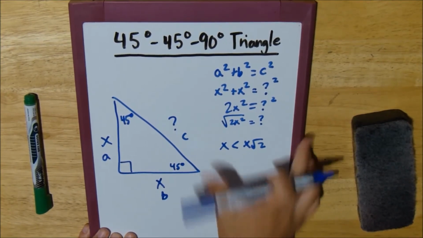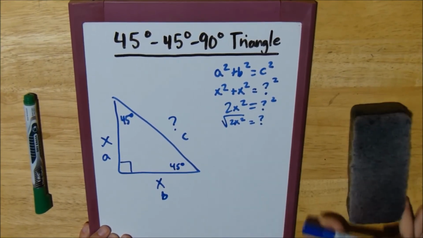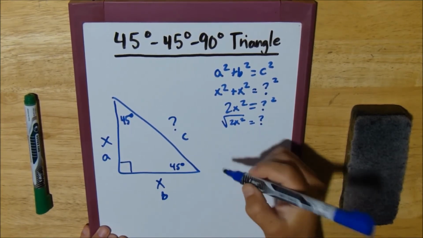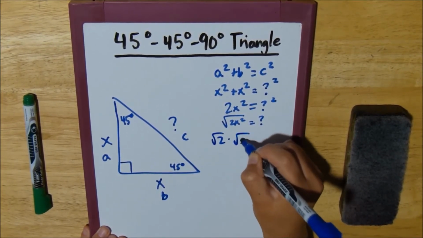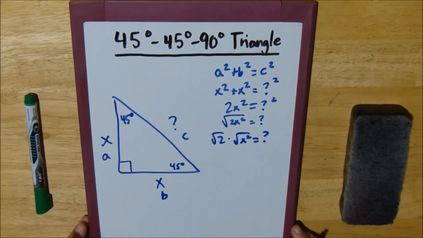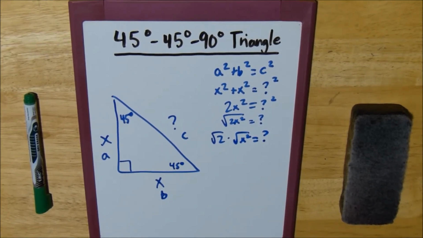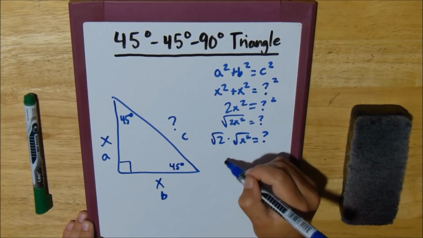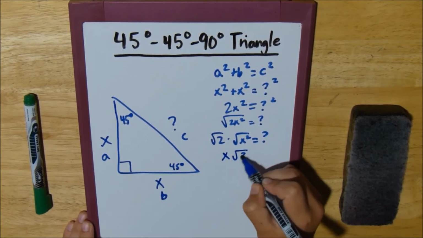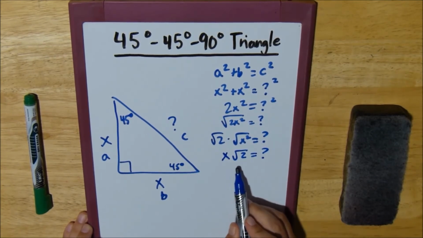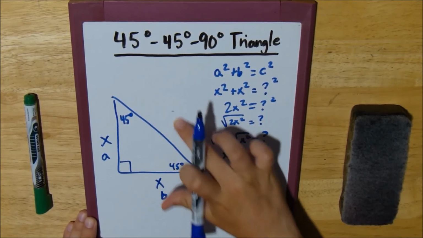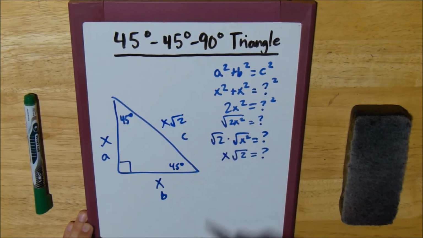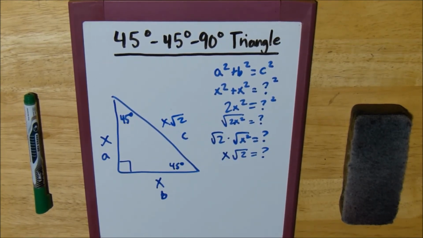Let me erase this. You can split these into the square root of 2 times the square root of x squared, right? That's a square root rule. It's pretty common, but if you didn't know it, now you do, right? And then we know that the square root of x squared is just x. So what we end up getting is that x times square root 2 equals question mark. So we figured out our missing value, right? That is our 45-45-90 triangle.